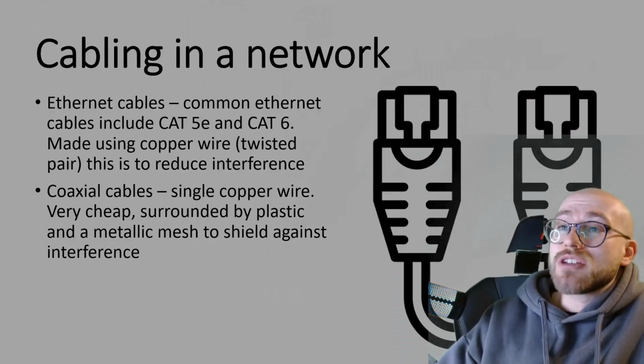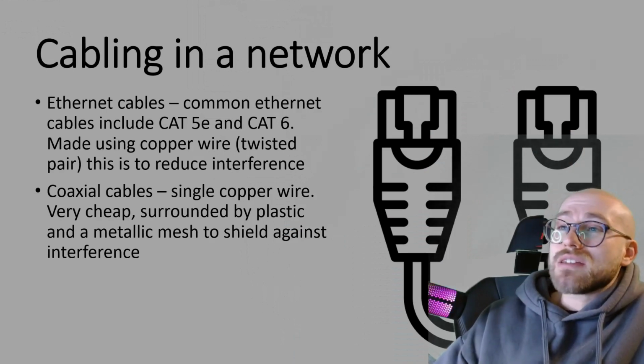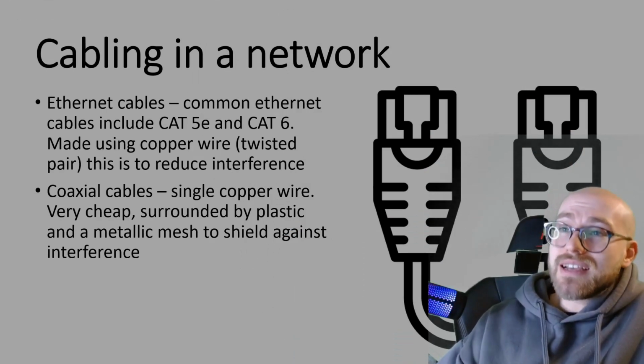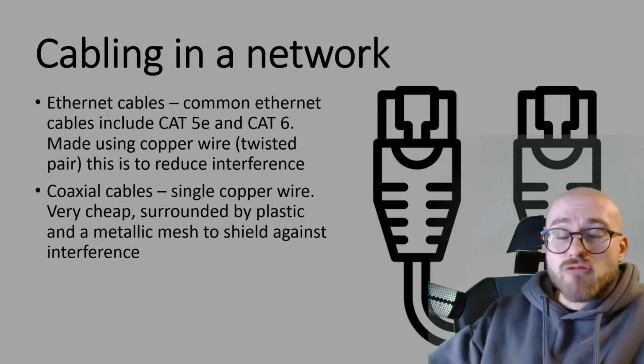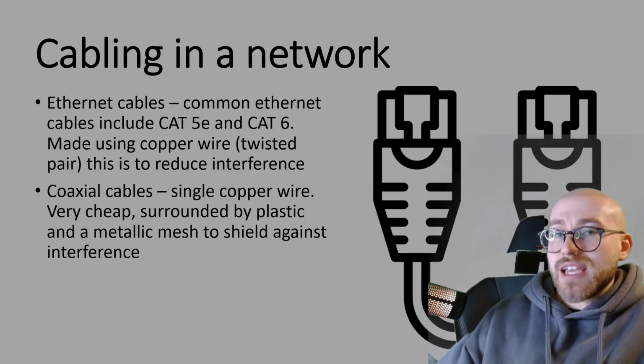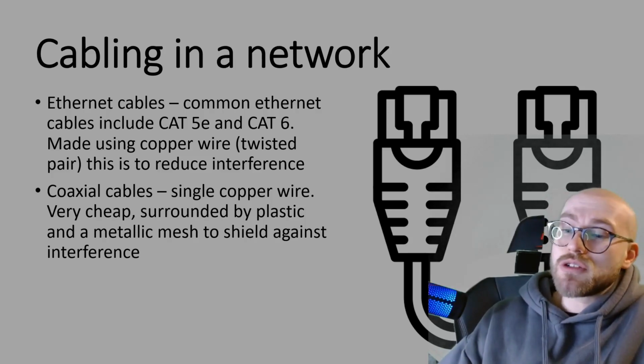Another really common cable is coaxial cables. Now, they are very cheap. They're surrounded by plastic and it is a single copper wire. And they have a metallic mesh around them, not on the outside of the case, but inside of them, which will also shield against that interference that we've just been talking about.